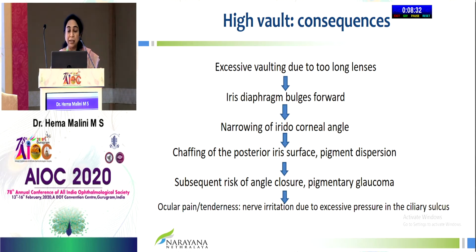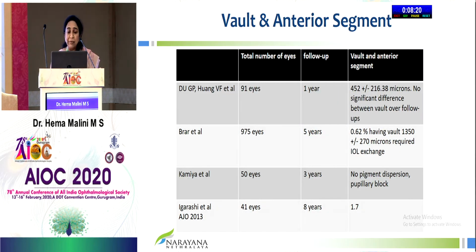So the commonest symptom that the patient would present with would be ocular pain and tenderness. Basically, this arises because of the nerve irritation due to excessive pressure in the ciliary sulcus. Well, there have been several studies assessing vault and high vault consequences. So amongst the notable studies here, you can see in 3 years follow-up in the study done by Kamiya et al., there was no pigment dispersion or pupillary block. And in the study done by Igarashi et al., amongst 41 eyes with an 8-year follow-up, 1.7% had the risk of a high vault.